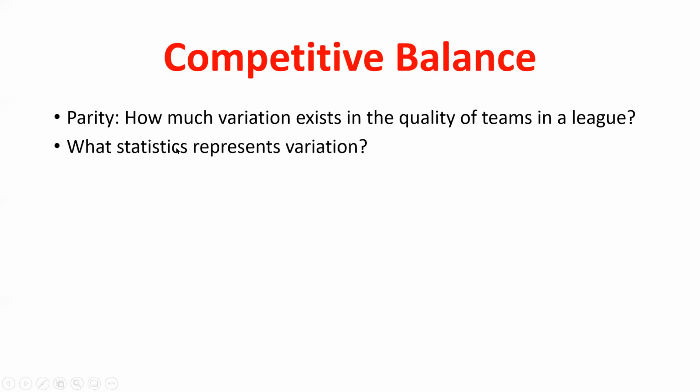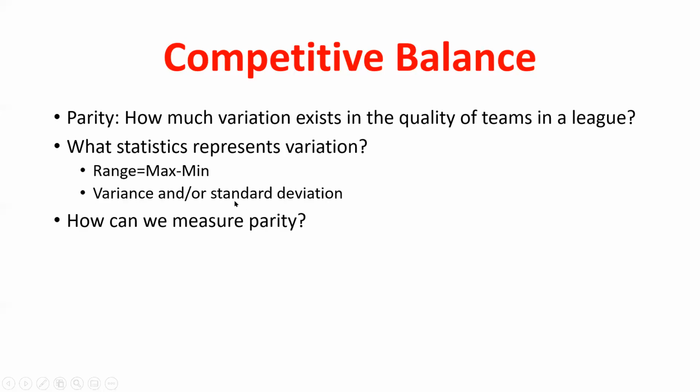What stats can we use to look at variation? I've already mentioned one, which is just the range, looking at the highest to the lowest quality team. What's another measure of variation that you might have used in 221? Standard deviations, variances, right? Those are really good measures. And we could look at the variation in wins, or win percentages, things like that. So we can use the range, the variance, or the standard deviation.